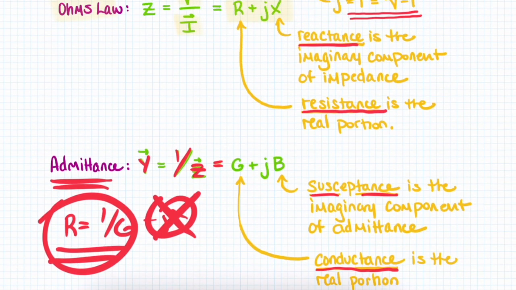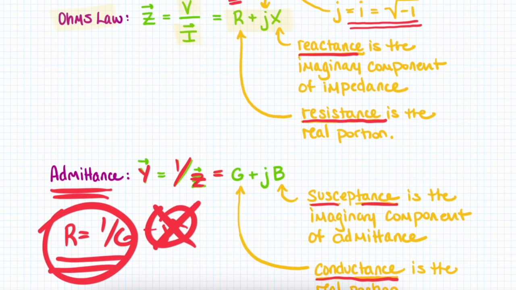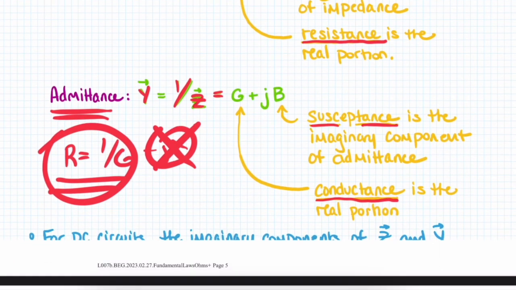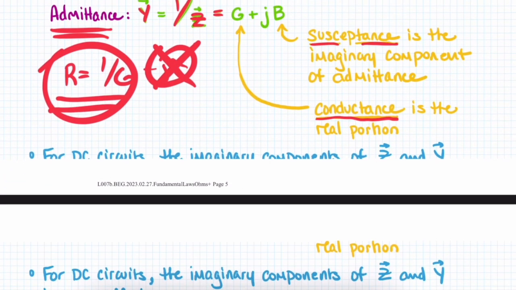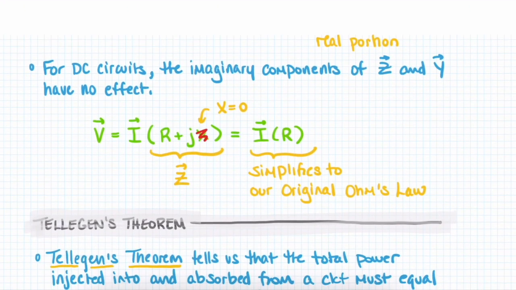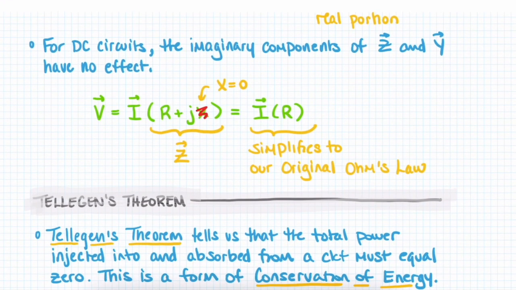I would suggest that you memorize the names impedance, resistance, reactance, admittance, conductance, susceptance. Those are terms that are really important to understand as someone working in electrical engineering or a corollary area. So, for DC circuits, this is what I just said.